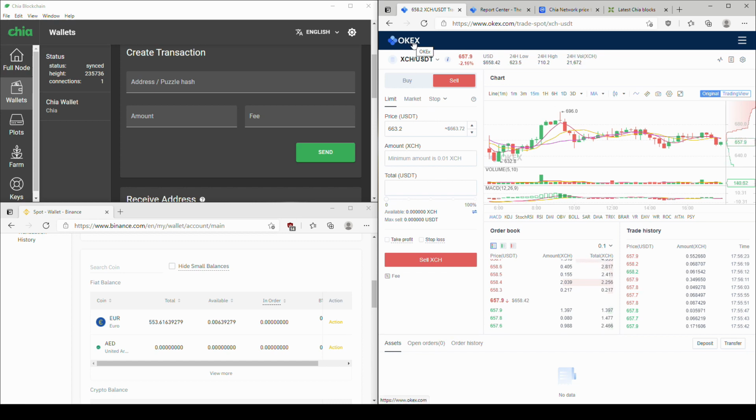And because OKEx doesn't let you withdraw in euro or in dollar, I chose to convert my Chia coins into tethered and then send them over to Binance to convert them into euro.